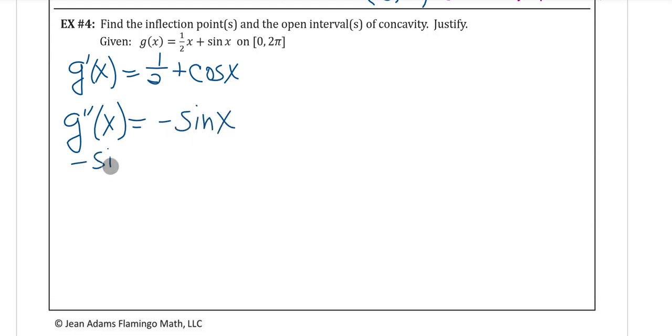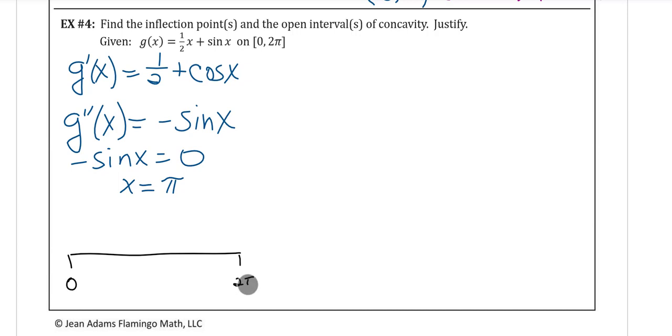Okay, and we're going to set that equal to 0. And in the unit circle, the only place that sine x is 0, not at the endpoints, is at pi. And so making our little sign chart here, we're going to have 0 here, we're going to have 2 pi here, and in the middle is, of course, pi. So picking my x values, I'm going to use pi over 2 and 3 pi over 2. Real easy ones to use. And so my f double prime sign, and then below I'm going to put my f direction.